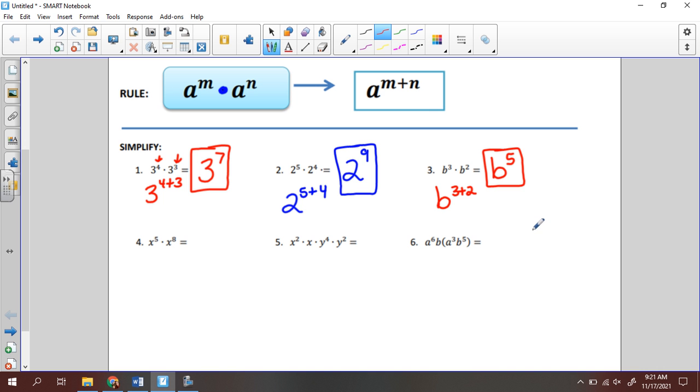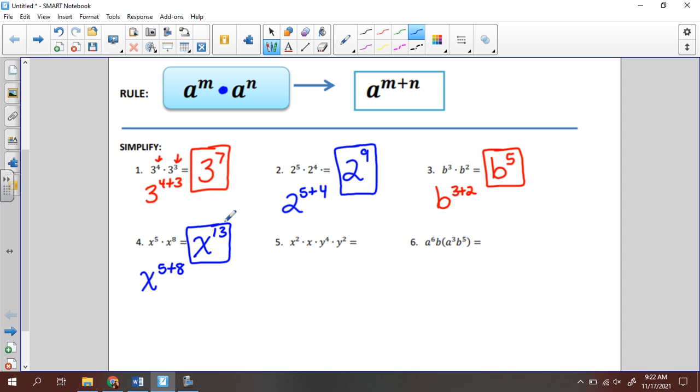All right. Next one. Multiplying x's, they're the same. So write an x. What's your exponent going to say? Yep, 5 plus 8, which makes x to the 13th.